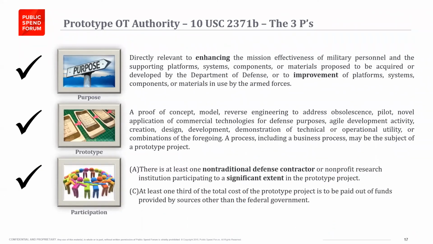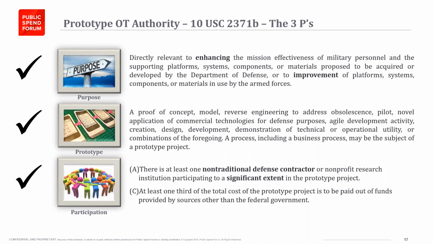So participation, we go back to the statute. If I'm looking at this whole chart as a whole, I've got statute for purpose, I've got guide for prototype, and I'm back to statute for participation. For participation, the statute lets us know that we have to meet one of four things in order to enter into an agreement. I only have two of them here because these two cover 99% of the agreements out there. A is at least one non-traditional defense contractor or nonprofit research participating to a significant extent. And B is there's a one-third cost share where you don't meet A.